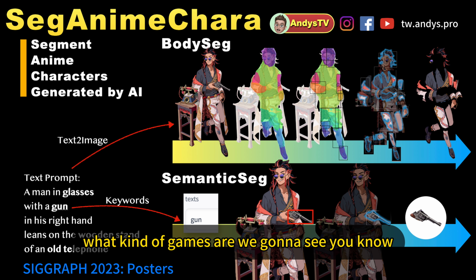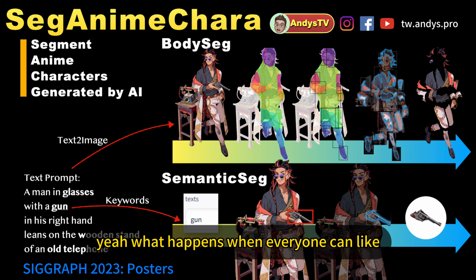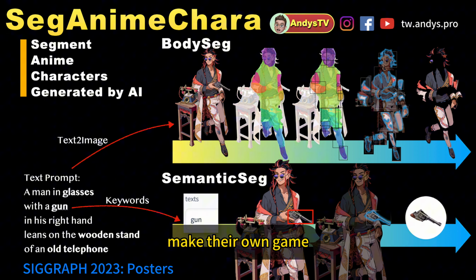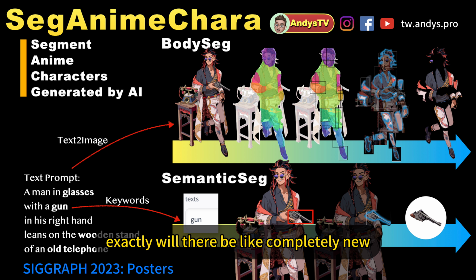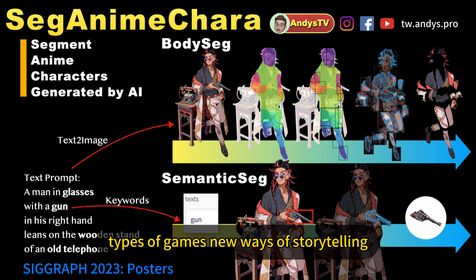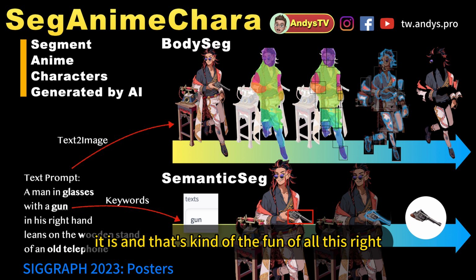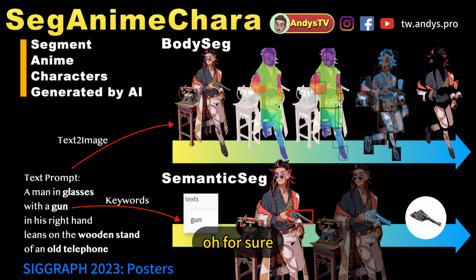What kind of games are we going to see when anyone can do this? It's exciting, but a little scary. A little unknown, right? We've never seen this before. What happens when everyone can make their own game? Exactly. Will there be completely new types of games, new ways of storytelling? I don't know, but it's definitely something to think about. It is. And that's kind of the fun of all this, right? Oh, for sure. Being there on the cutting edge. Exactly. You get to find out.